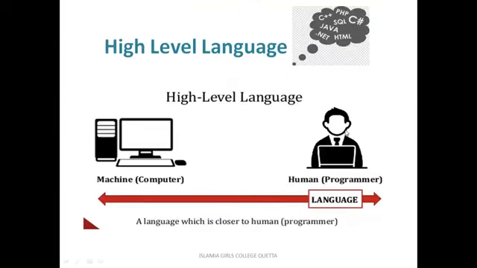So the high-level languages are closer to the human. This means that they are easier for the humans or the programmer to understand as compared to the machine or the computer.